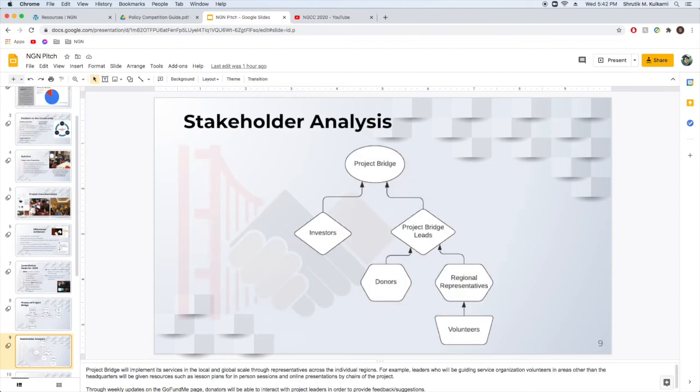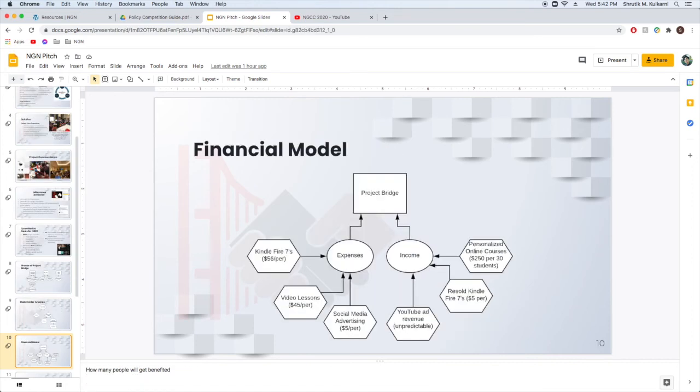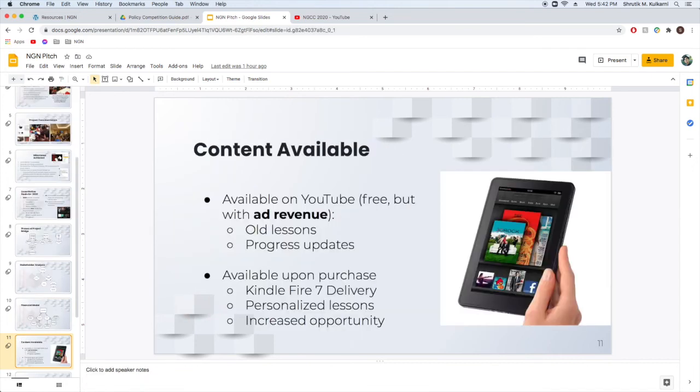Next up, you have the stakeholder analysis. Once again, just more detail. I'm not going to go too much into this, but this demonstrates that your project can scale up, right? That's pretty much it. And then the financial model, we went over this.